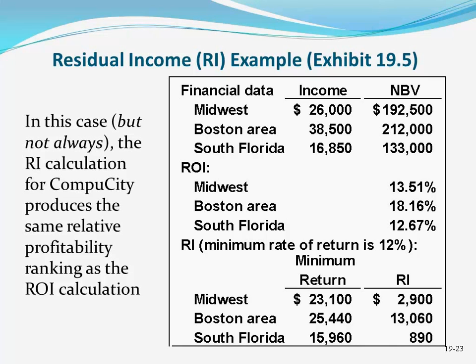Now if we look at all the regions based on net book value for the investments, the incomes are given, so that's the way the ROIs were calculated. And now the RIs are calculated. Well, we calculated for the Midwest. The same method is used to calculate it for the Boston area and the South Florida area. You see that the RIs are positive. The residual incomes are positive for all areas. And that's because the ROIs for all areas exceed the minimum rate of return required, which is 12%.